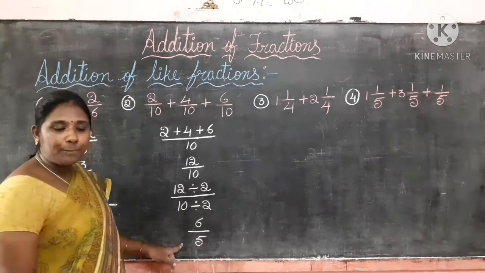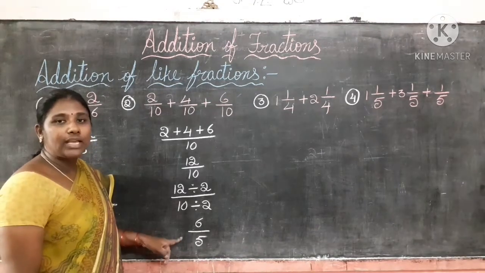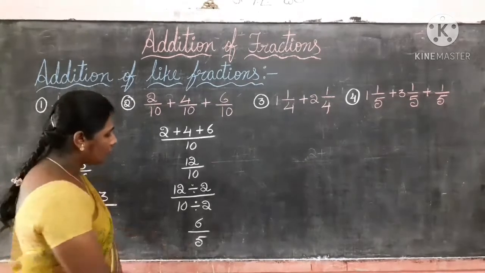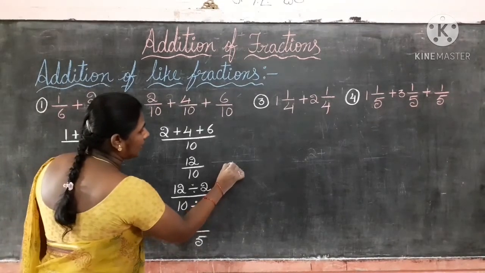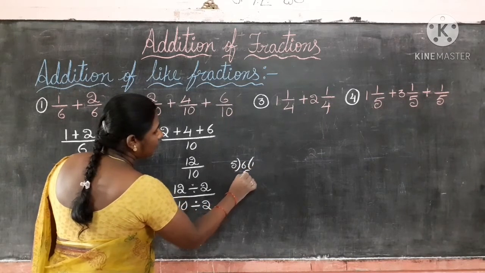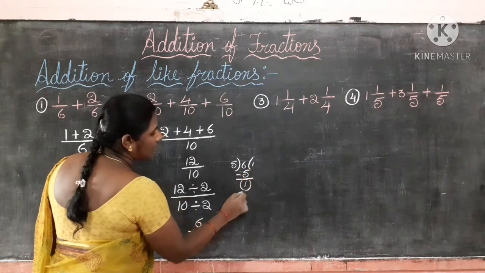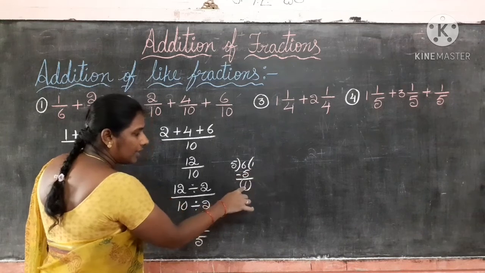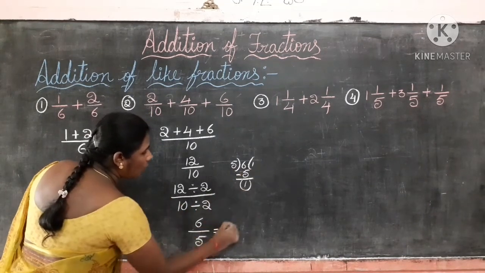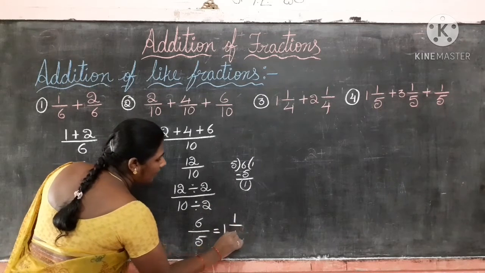It is an improper fraction. We can convert this improper fraction to a mixed fraction. So how? Do division with 5 here. 6 by 5, 5 ones are 5. So 1 will be here. So it is the whole number, it is the numerator, it is the denominator. So the answer is 1 by 5.